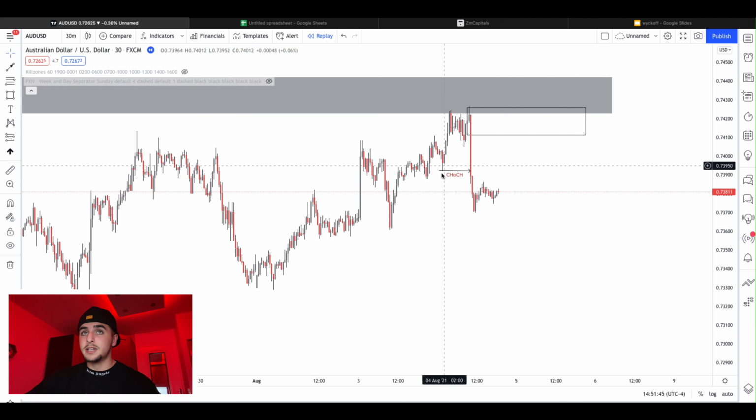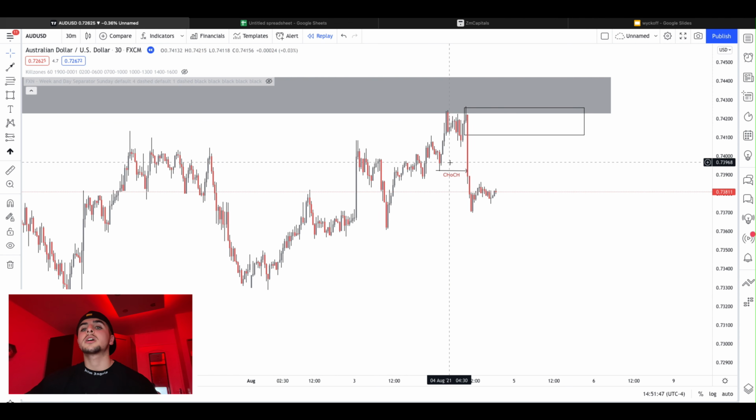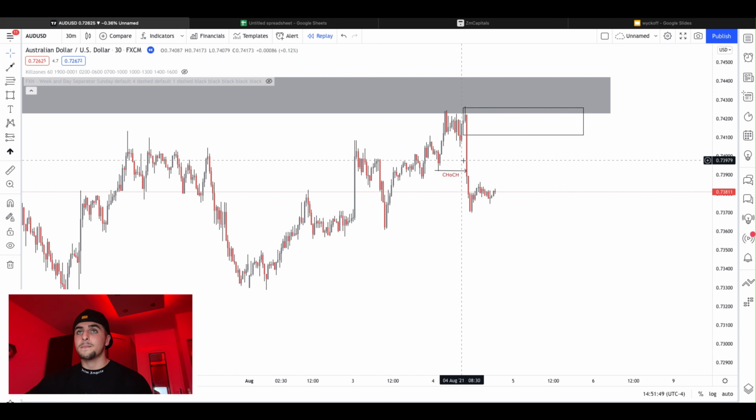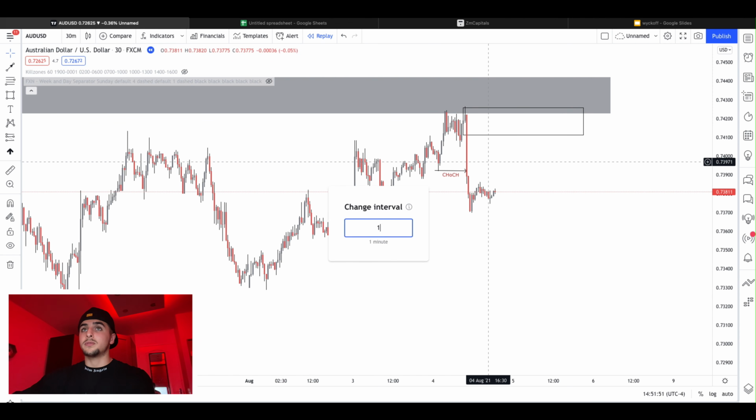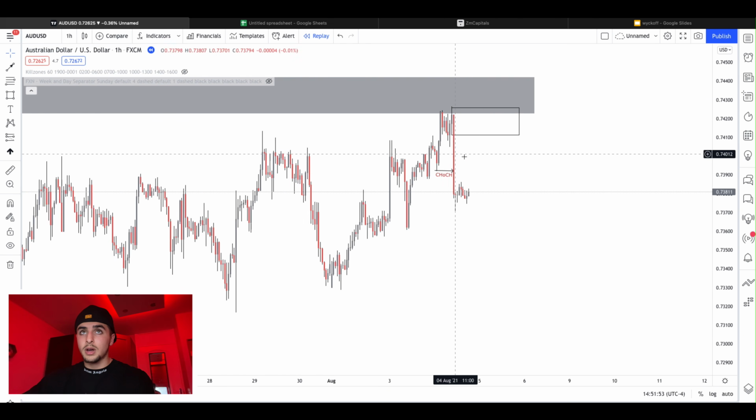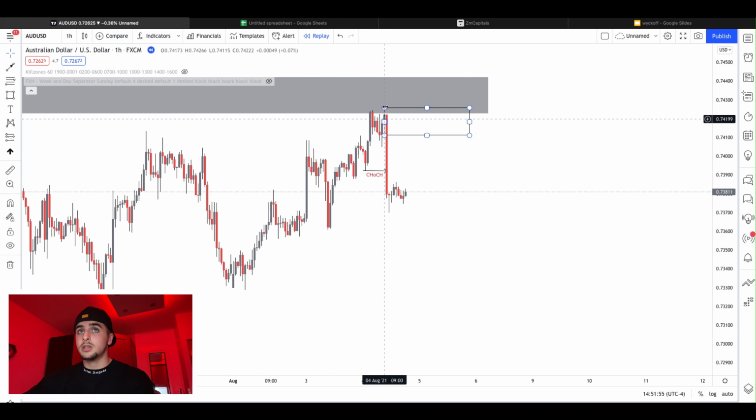Once I identify that change in character, I then mark out my new area of supply. We labeled that off of the hourly. We have that very clean indecision candle that was created: body in the middle, wicks on either side. We mark out the low of the wick and the high of the wick.